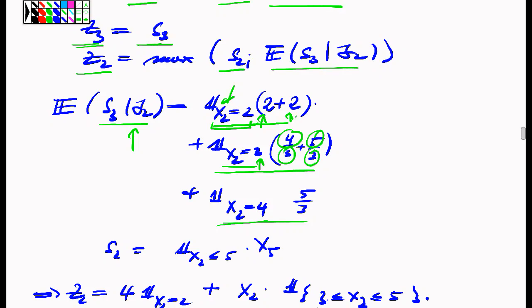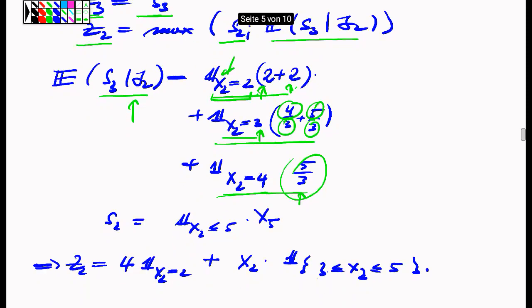And likewise, if the first two numbers together generated a 4, then there's only one possible result for the third round which generates some output at all. That's the result 1, which occurs with probability 1/3, and that generates the total output of 5. So that's the conditional expectation of the payoff if you take into consideration the results that you have observed up to time t2.